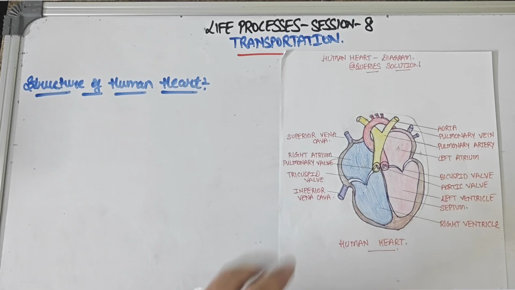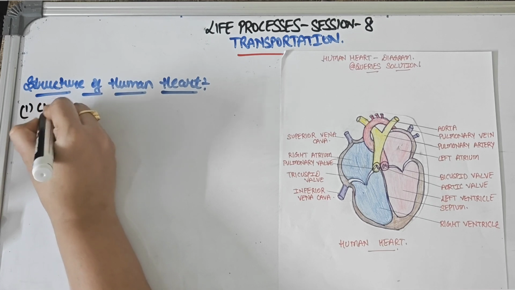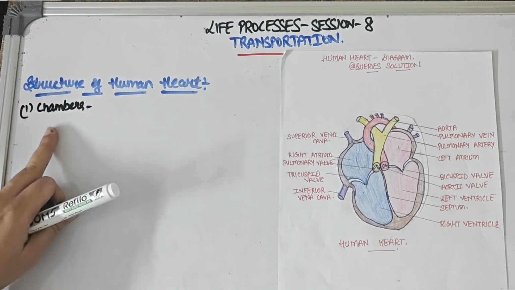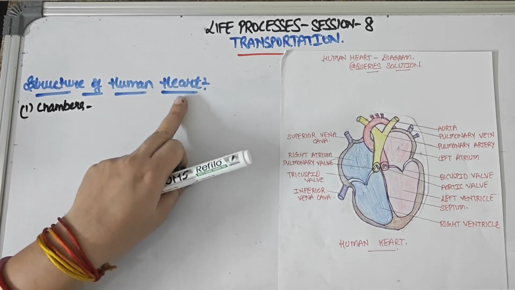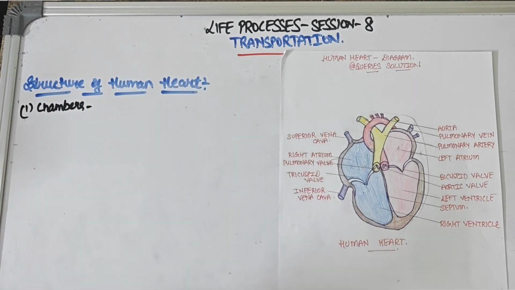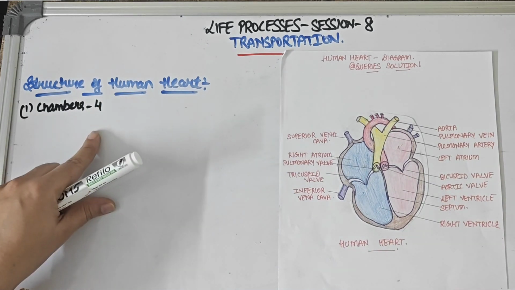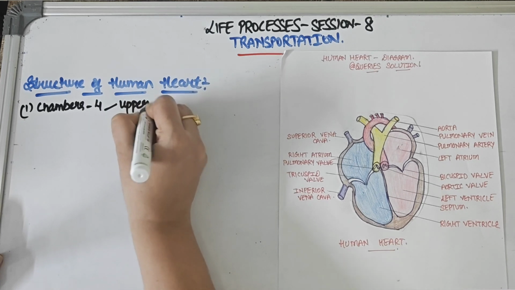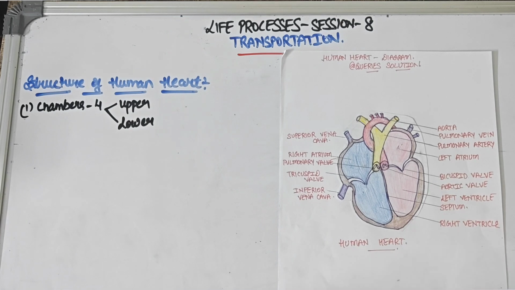So this human heart structure, children, has important components. Let us first discuss the chambers of the human heart. Since this is a human heart that we are talking about, how many chambers does it have? There are actually 4 chambers: 2 upper chambers and 2 lower chambers. So let me show you in the diagram.